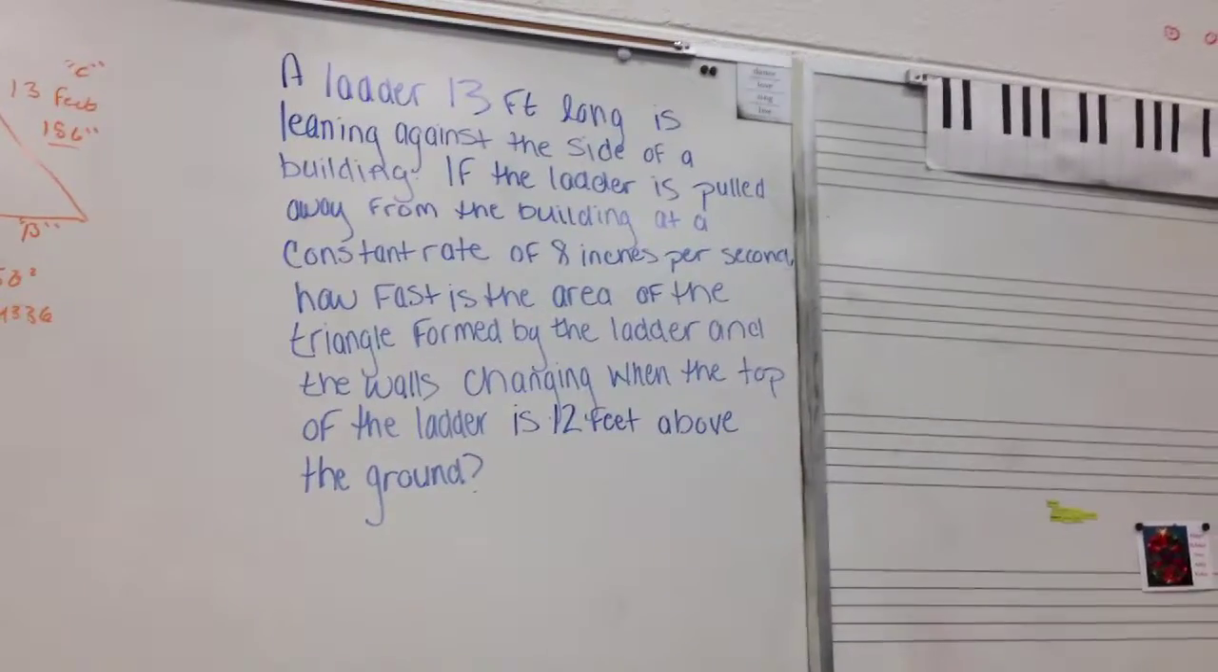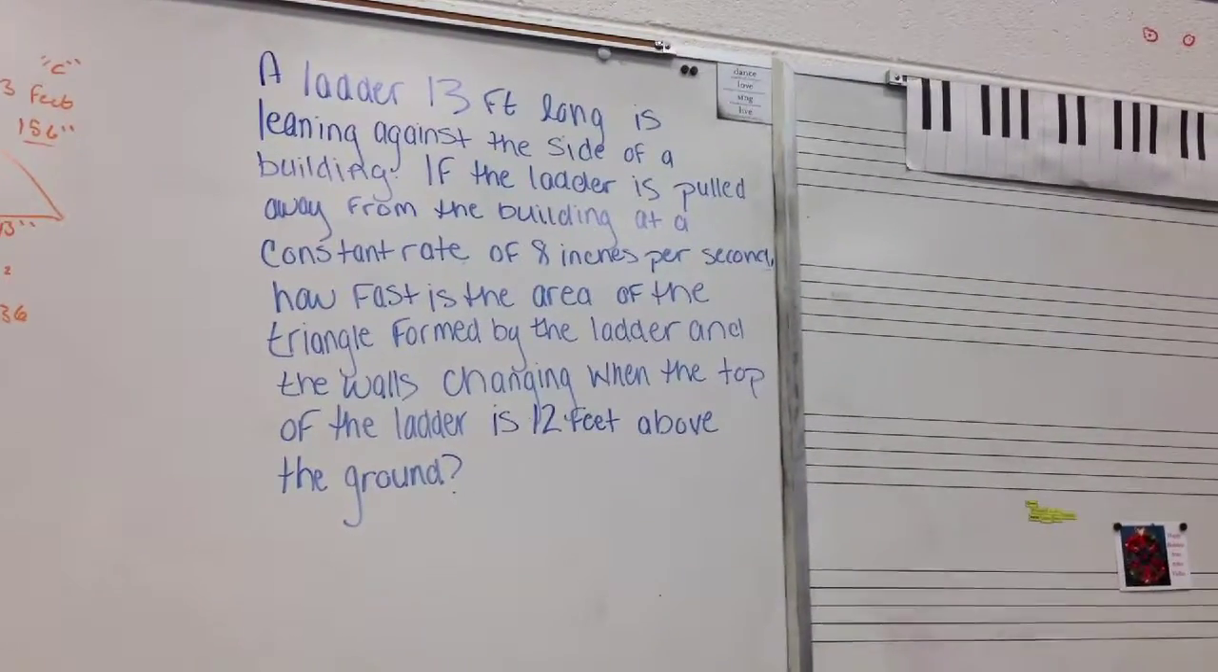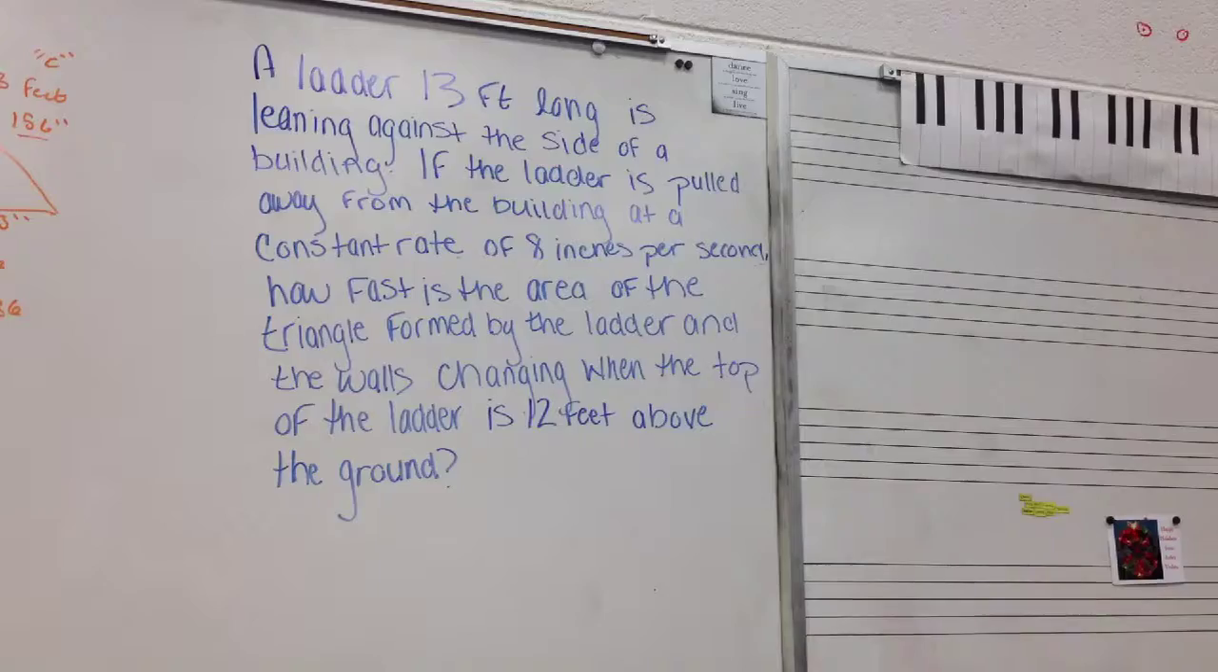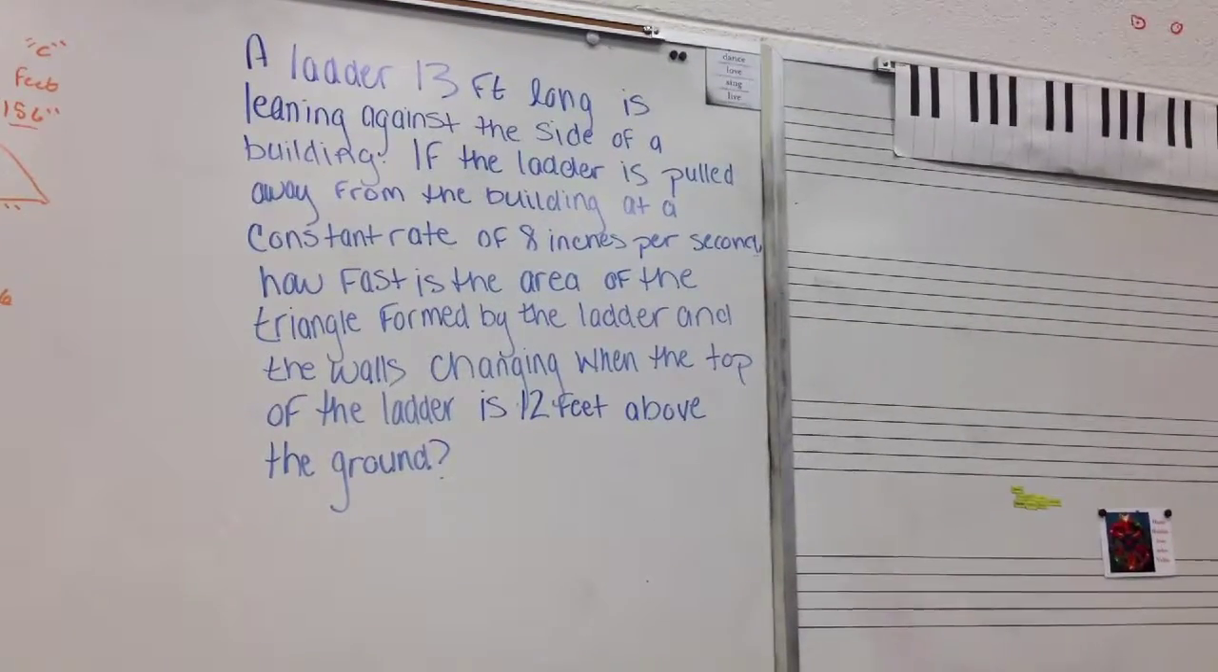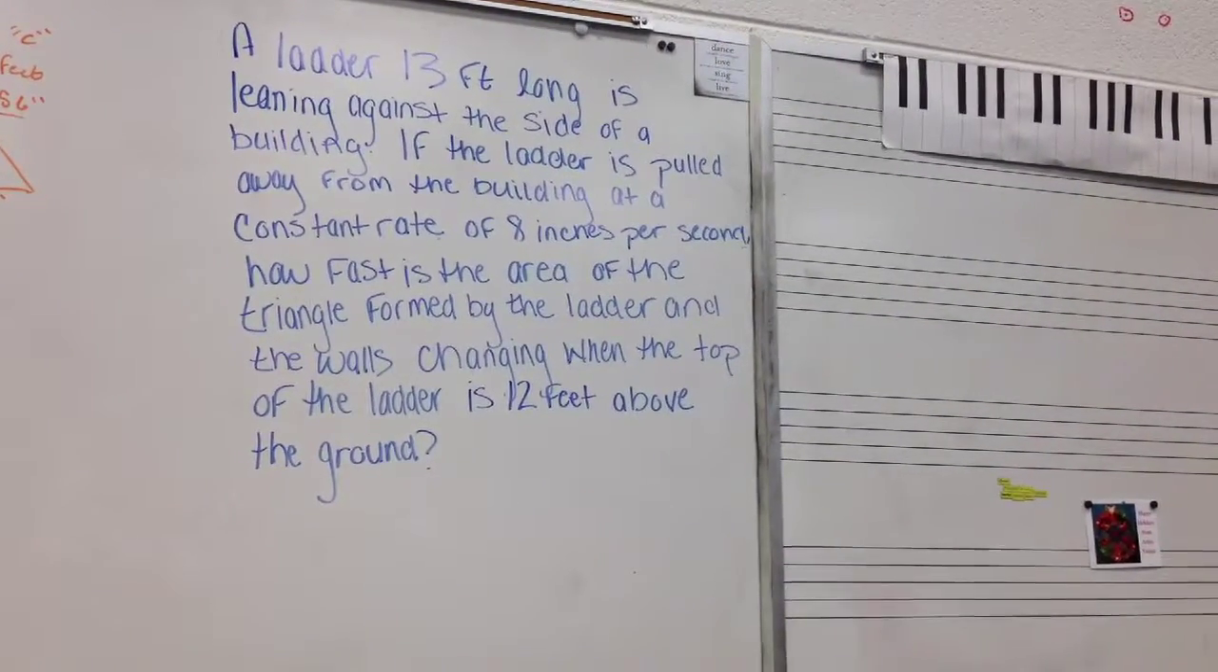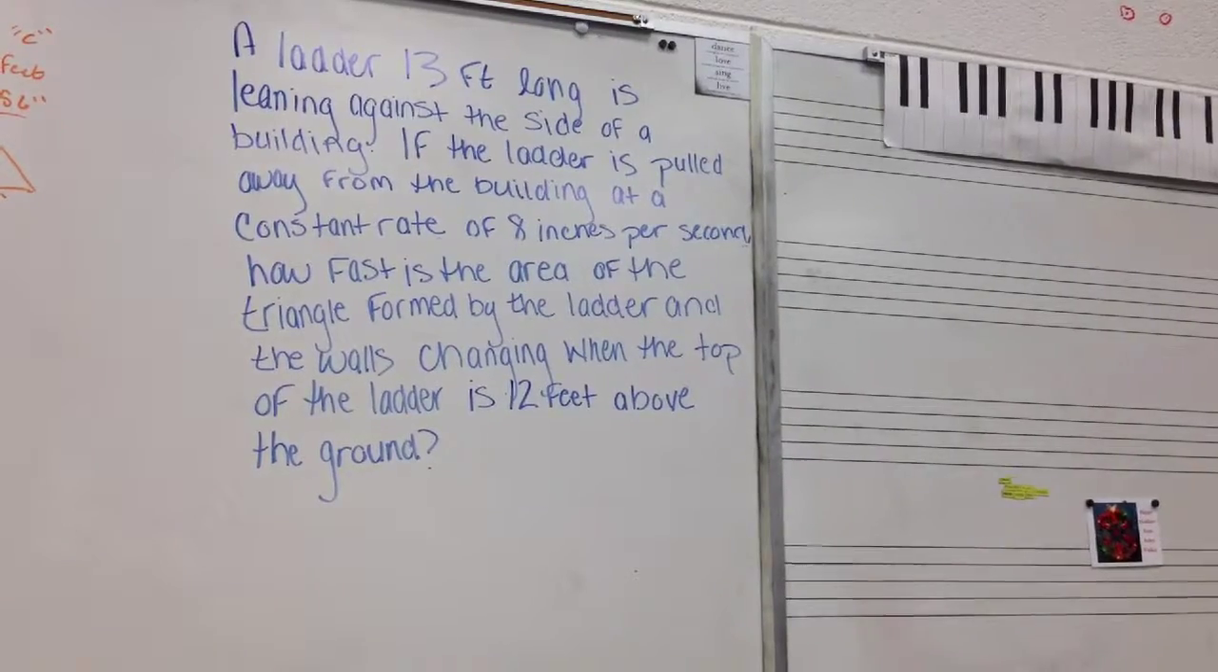A ladder 13 feet long is leaning against the side of a building. If the ladder is pulled away from the building at a constant rate of 8 inches per second, how fast is the area of the triangle formed by the ladder and the walls changing when the top of the ladder is 12 feet above the ground?